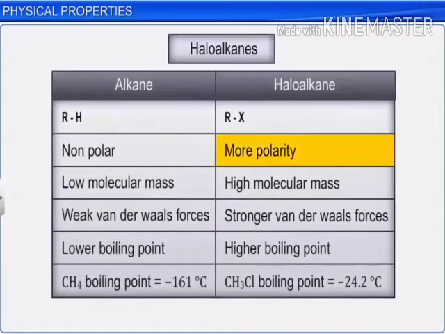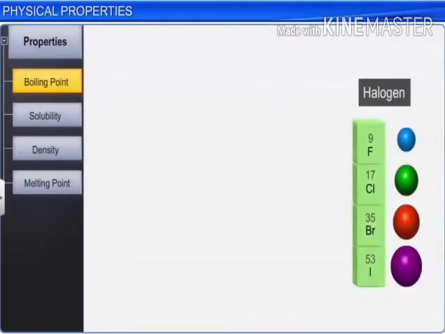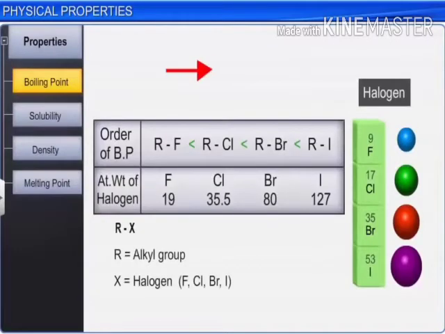Due to the greater polarity and higher molecular mass of haloalkanes as compared to the parent hydrocarbons, the dipole-dipole and van der Waals forces of attraction are stronger in these compounds. Hence, haloalkanes have considerably higher boiling points than those of hydrocarbons of comparable molecular mass. For a given alkyl group, the boiling point increases with increasing atomic weight of the halogen.